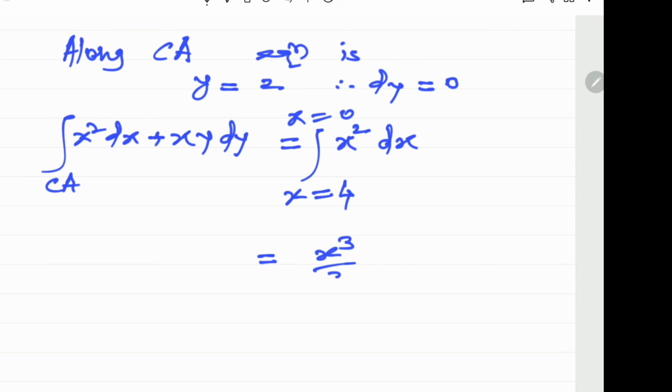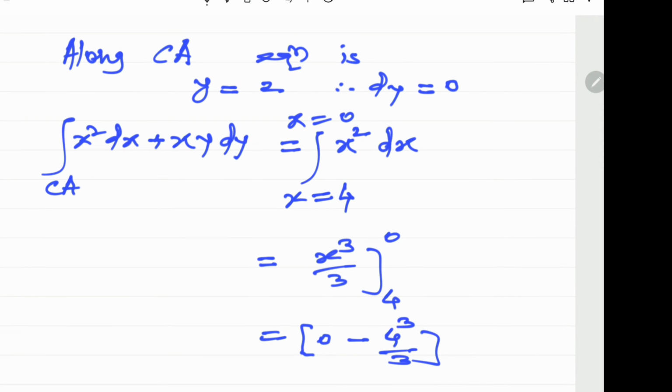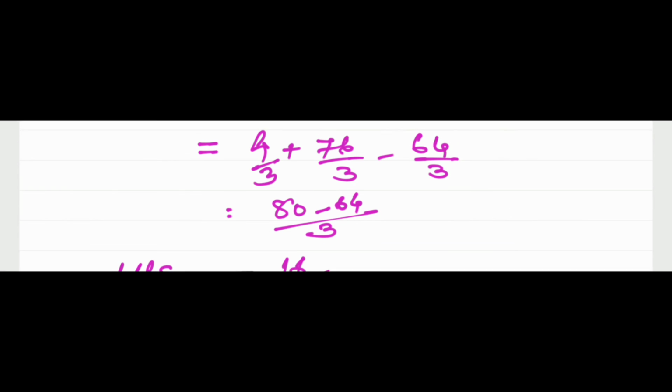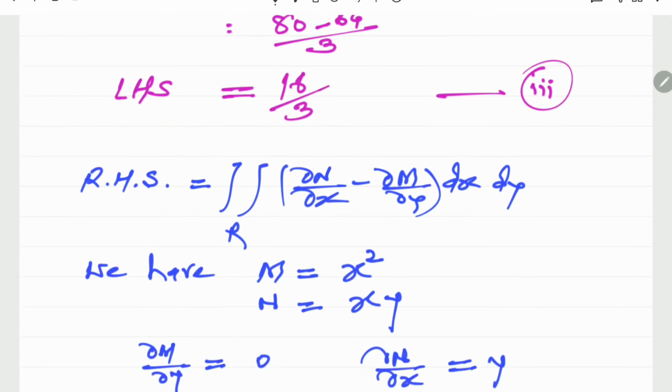And therefore we get integration as x cube by 3, limits from 4 to 0, and we get 0 minus 4 cube divided by 3. 4 cube is 64. Therefore its value is minus 64 by 3, the value of the third line integral. And therefore substituting these values in equation 2, we get the value of LHS as 4 by 3 plus 76 by 3 minus 64 by 3. It is nothing but (80 minus 64) by 3, that is 16 by 3. We call this equation number 3.